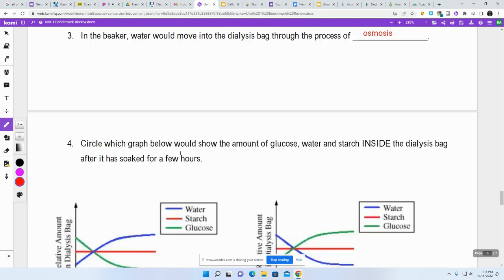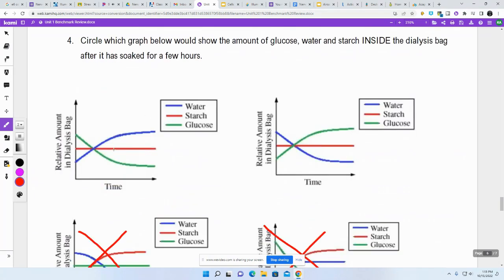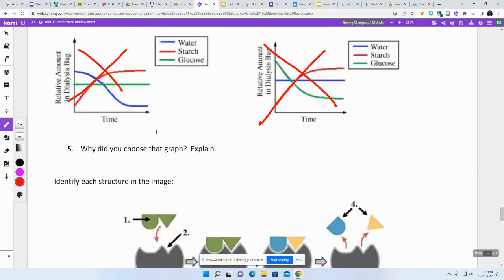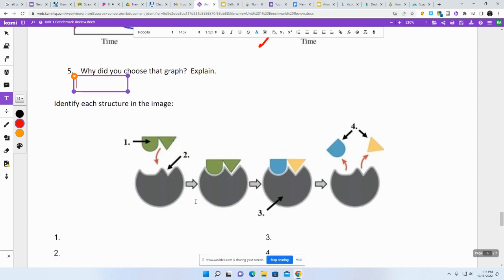Now let's see these two. Remember, water is going to move in, so the amount of water is going to go up. And glucose is going to move out, so the amount of glucose is going to go down. Which one has water going up? Right here. Water's going up in the bag and glucose is going down. Here's your answer right there. That's the correct answer. Why did you choose that graph? Because starch stays the same, water goes up, and glucose goes down. And that's what would really happen.